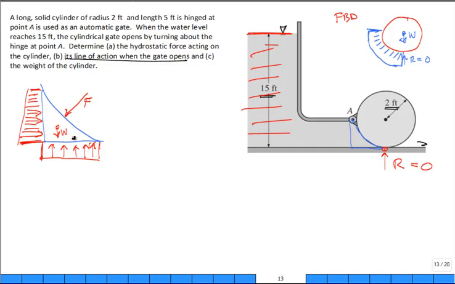All right? Well, if I look at this, all of the little pressures here are always perpendicular. The pressure is always perpendicular, right? If I just follow the trajectory of all these perpendiculars, where do they all go? Through the center of that cylinder. So the force goes to the center of the cylinder. I know it has to go through the center of the cylinder.